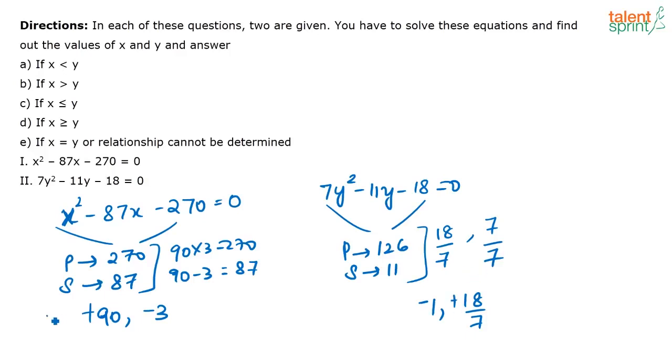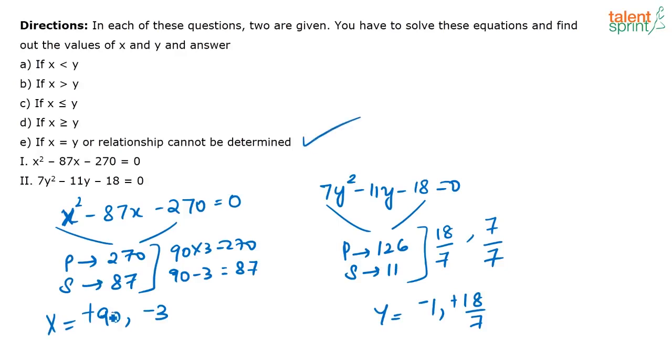So this is x and this is y. Now compare x and y. If y is 18 by 7 and x is minus 3, then I can say y is greater than x. But if x is 90 and y is any value, I can say x is greater than y. So I am getting both, x is greater than y and x is less than y. So the answer here is no relationship can be determined, that is option E.